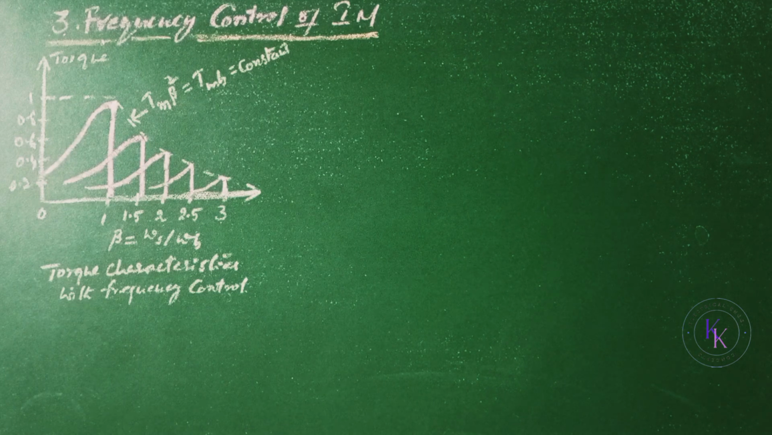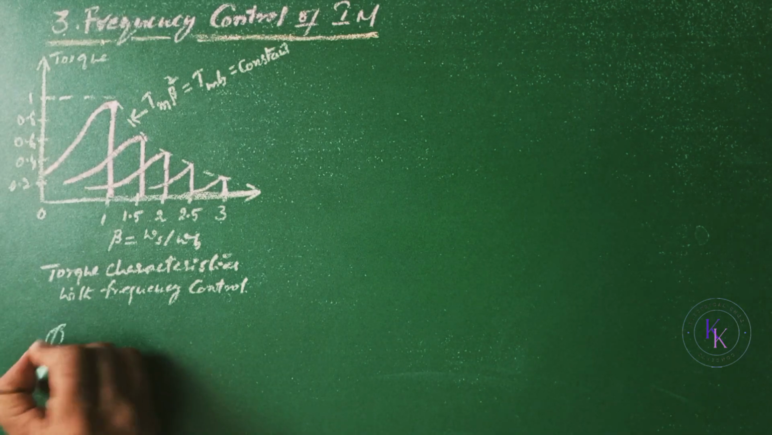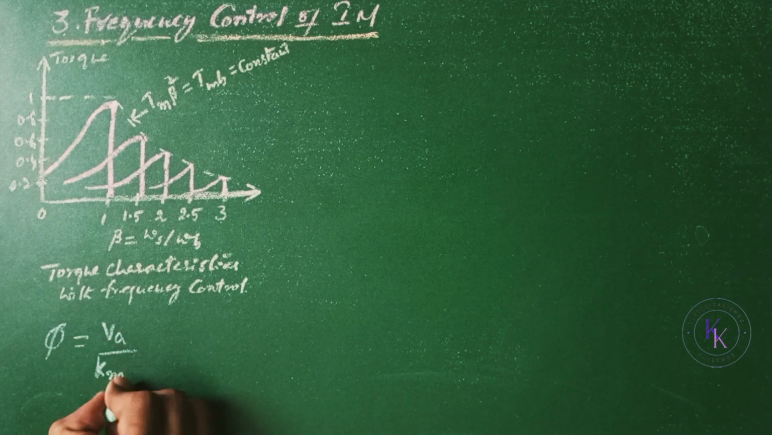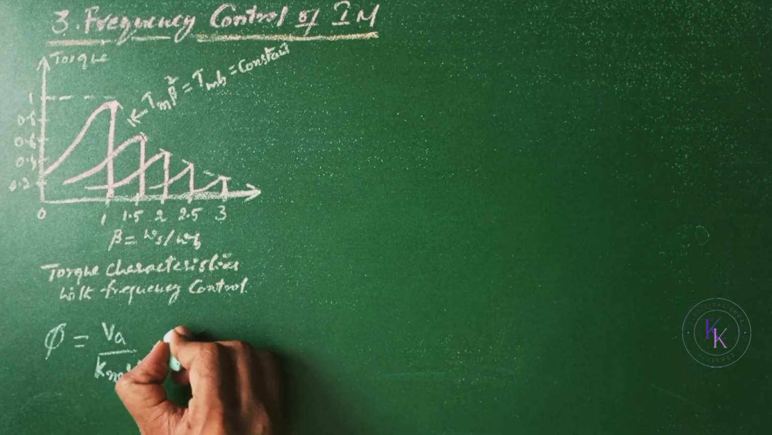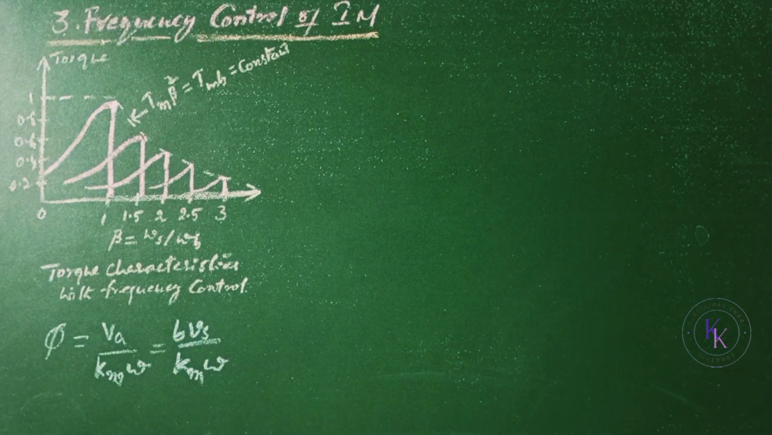Third one, frequency control of induction motor. The torque and speed of an induction motor can be controlled by changing the supply frequency. From equation number 31, phi equals Va by Km omega, which is equal to Vs by Km omega. We can notice that at rated voltage and rated frequency, the flux will be the rated value.